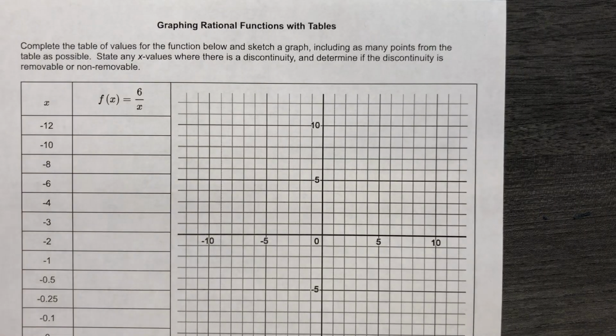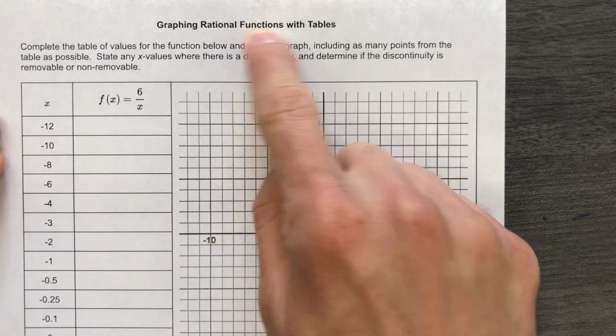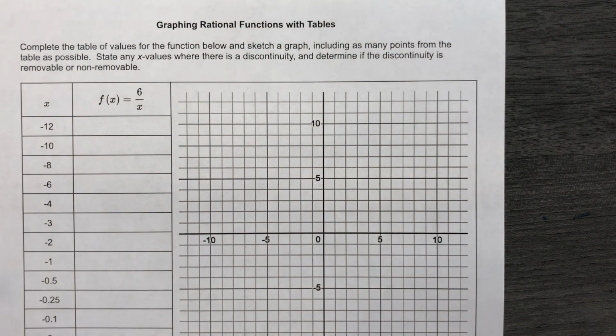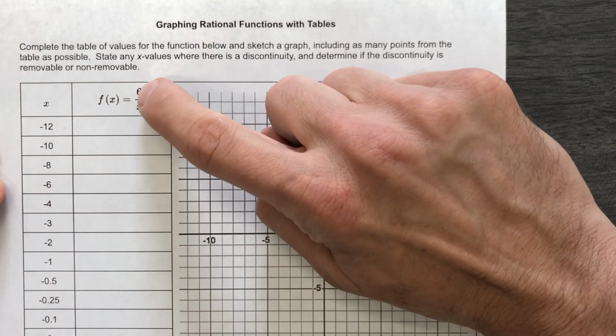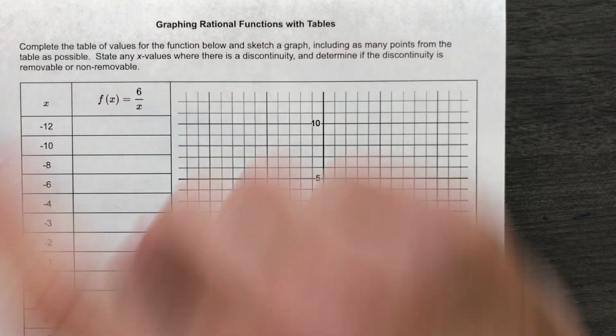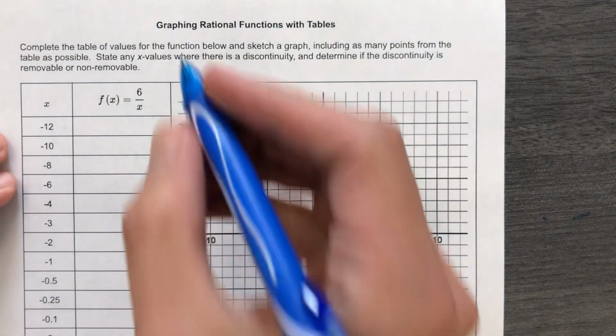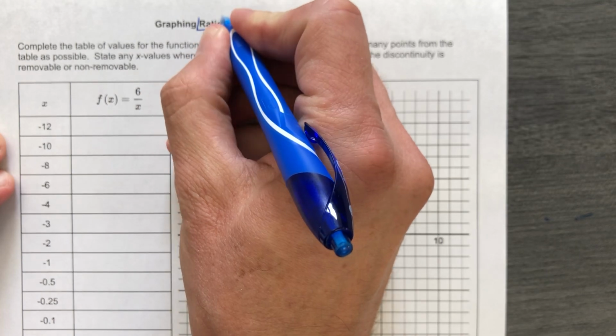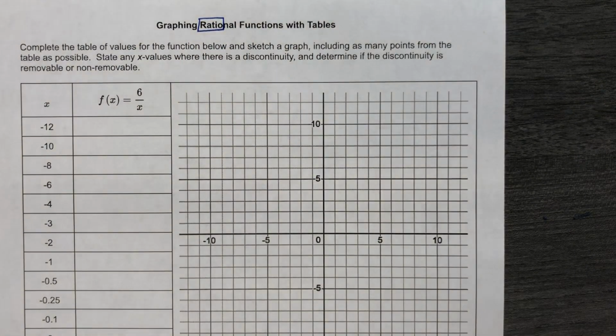Let's do some graphing. We're going to graph some rational functions with tables. And what's a rational function? A rational function is a function that has a ratio. Notice that rational has the word ratio built into it. You don't have to box that in, but there you go.